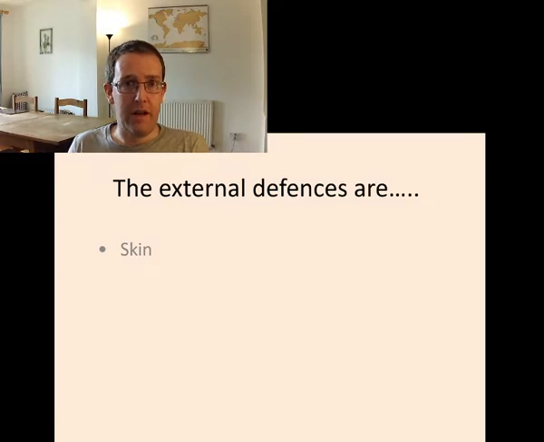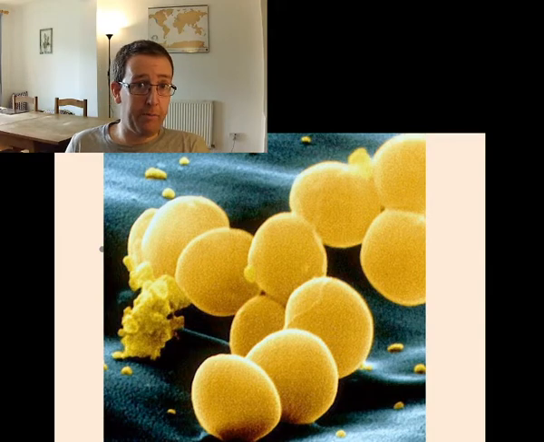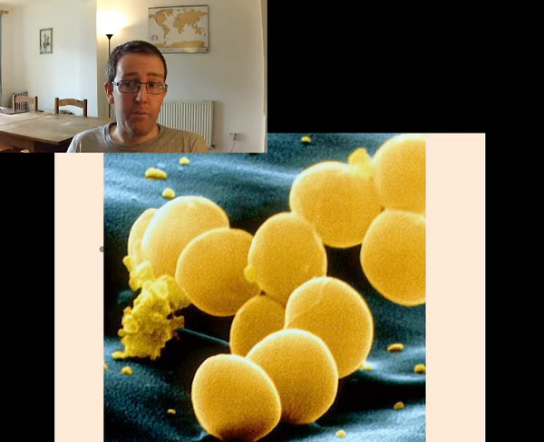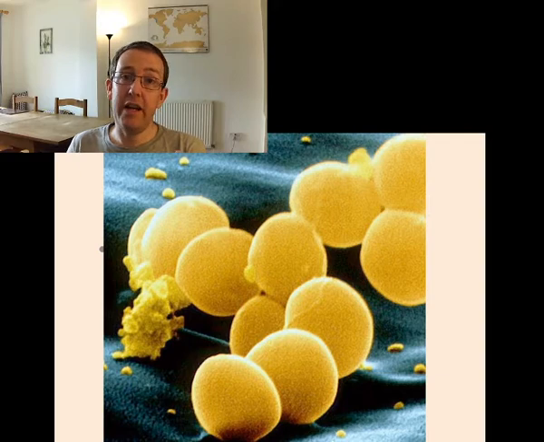First up, the skin. Pretty obvious what that does. That is a scanning electron micrograph of human skin with some bacteria on top of it. The yellow bacteria are Staphylococcus bacteria, and as you can see, the blue skin underneath just creates a barrier. The outer layers are dead, they're waterproof, they're full of this protein called keratin, which stops bacteria from getting in. So literally a wall.